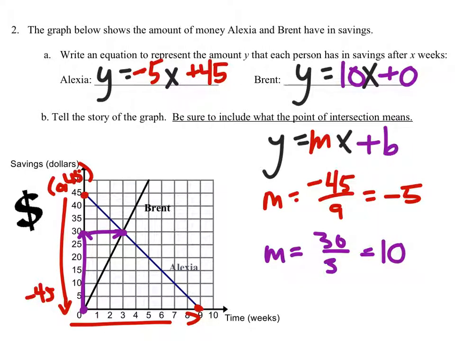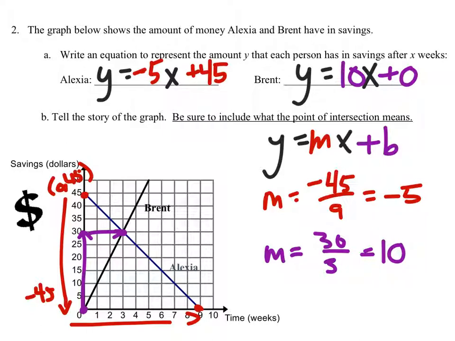Is Brent saving money faster, or is Alexia spending money faster? How do we know he's saving money faster? It's a positive slope, a bigger positive. Because Brent has a bigger slope than Alexia. That's correct. Because Brent's slope is bigger, and on the graph it is steeper as well. If it is steeper, then it is happening much faster.